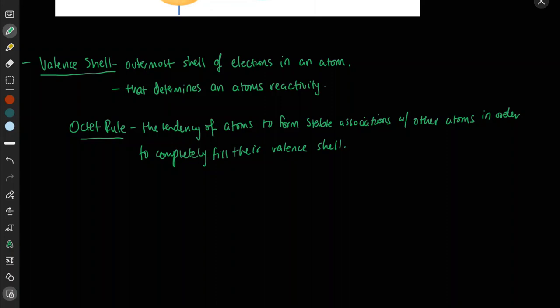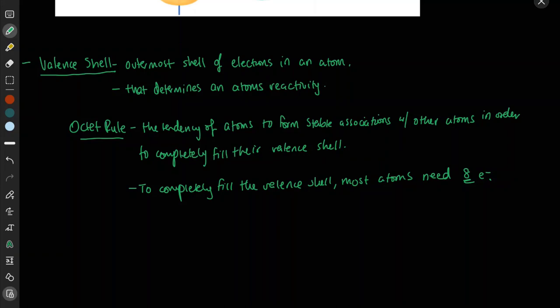And in order to completely fill the valence shell, most atoms need 8 electrons. Okay? So, again, it's the valence shell that is the outermost shell of electrons in an atom, and it's the valence shell that determines an atom's stability and reactivity. Okay, why is that? It has to do with the octet rule.